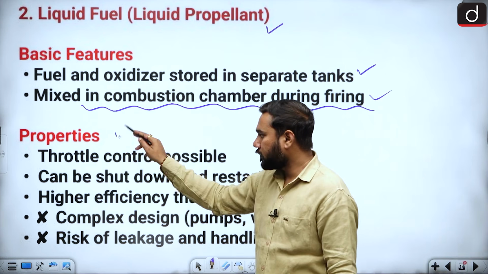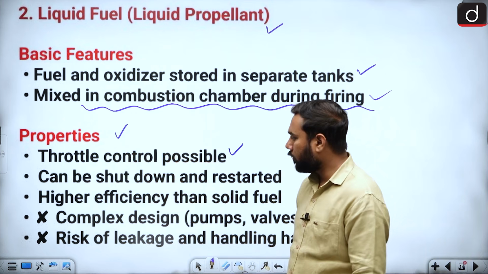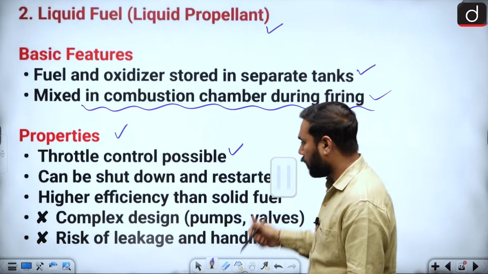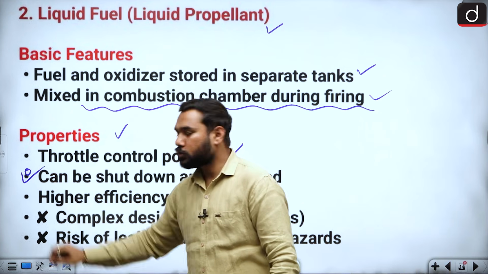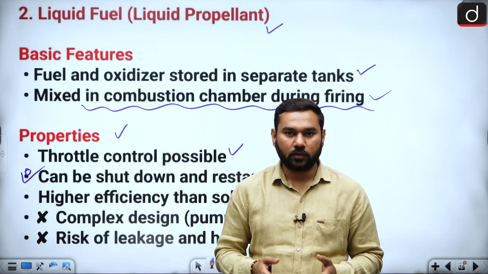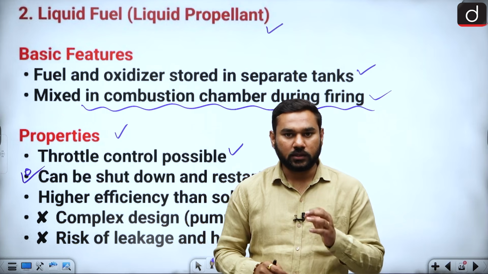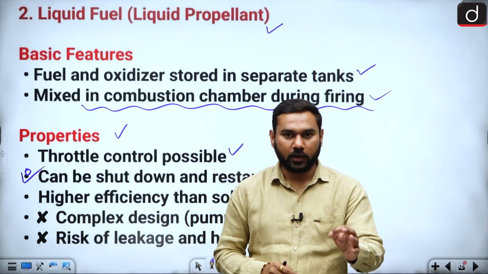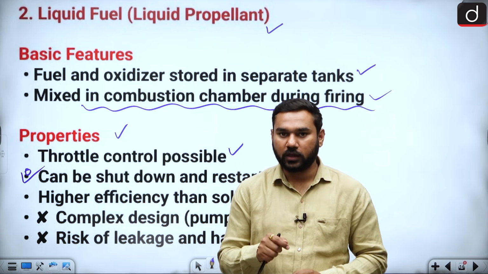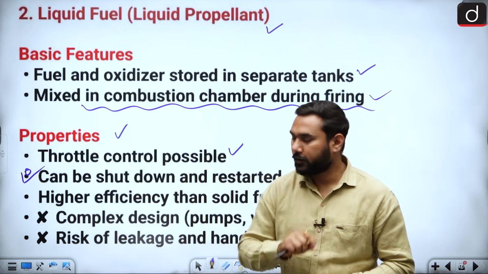What are the properties? There is throttle control possible, there is limited control, and it can be shut down and restarted. This is the most specific property. ISRO has also tested this many times, because it is very required for future missions. This engine can be started, stopped, and restarted again. This capability we can get only with the liquid one, because once you ignite the solid, you cannot control it.